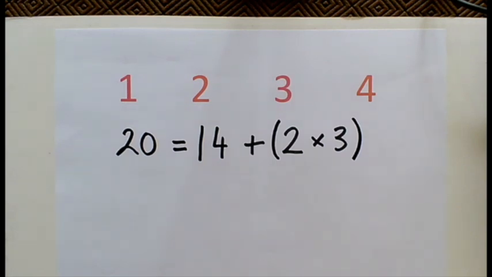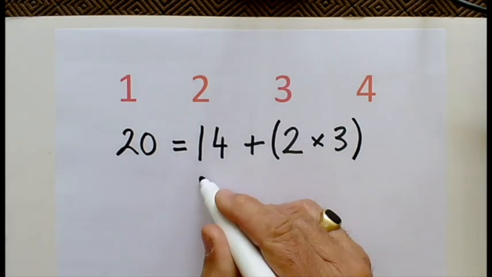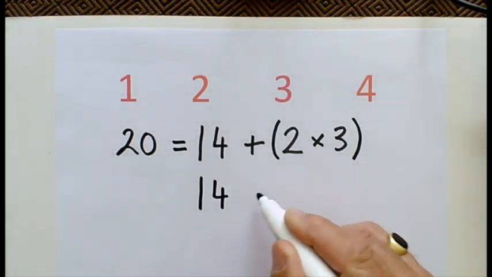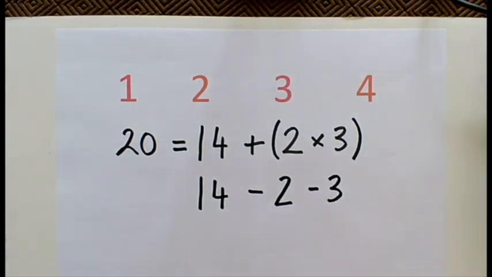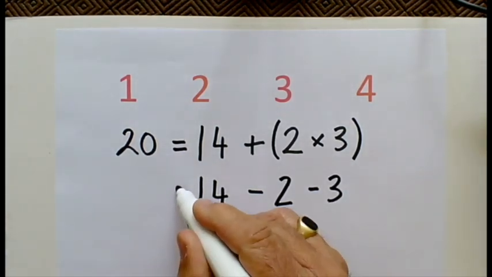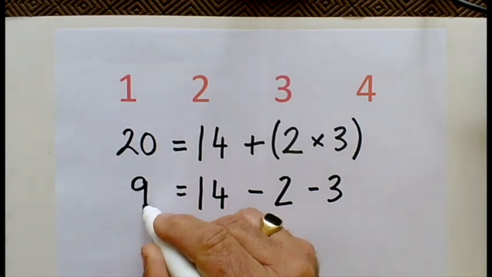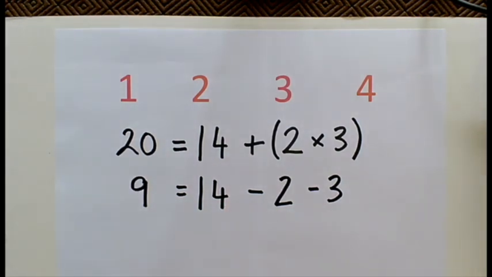I could write 14 subtract 2 subtract 3. And that is 14 subtract 2 is 12 subtract 3 is 9. So each time I've used a 1, a 2, a 3, and a 4. But I can do other things.